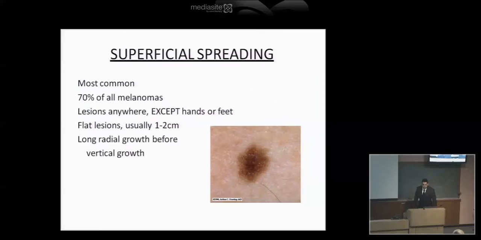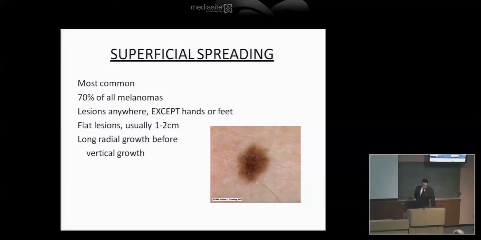The superficial spreading one is the most common. It comprises 70% of all melanomas. The lesions can occur anywhere on the body except the hands or the feet. These are flat lesions, usually about 1 to 2 centimeters in diameter. They have a long radial growth phase before growing down vertically into the subcutaneous tissue, and as a result, they usually carry a good prognosis.